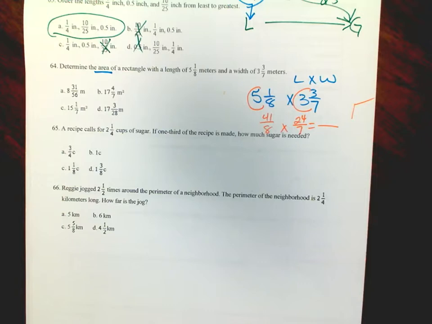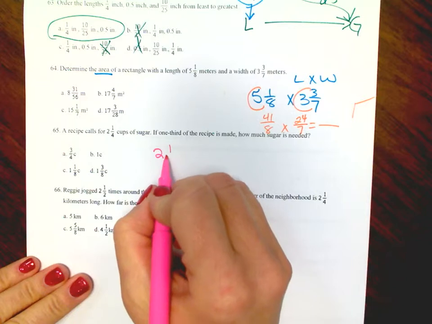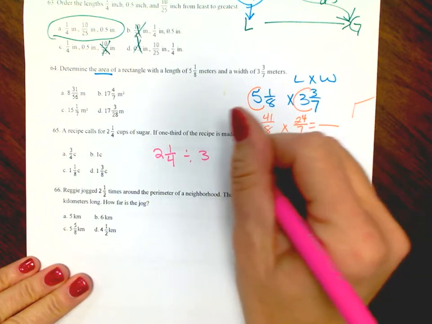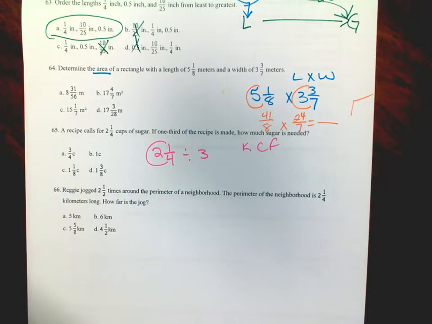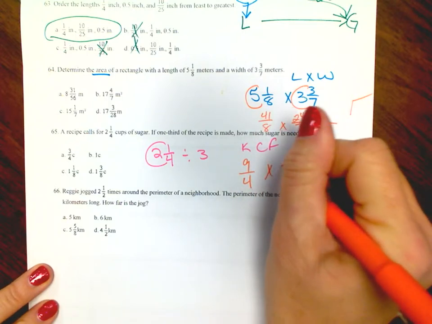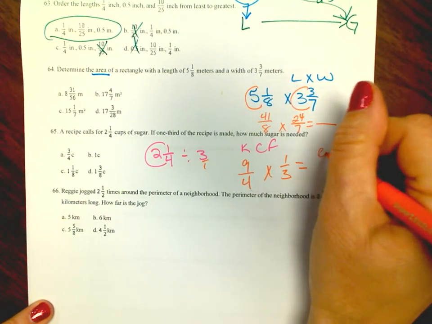Number 65. A recipe calls for 2 1/4 cup of sugar. If 1/3 of the recipe is made, how much sugar is needed? So 2 1/4 divided by 3. And again, you keep it, change it, flip it, do the C trick. So 9/4 times 1/3 equals. You're going to have to reduce.